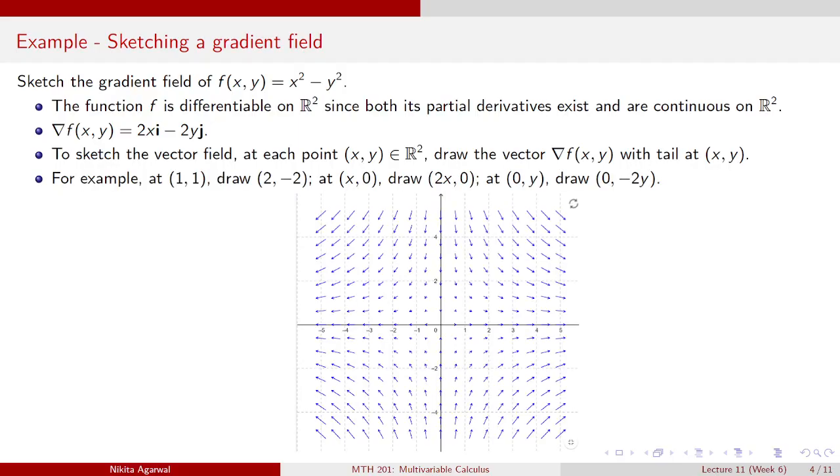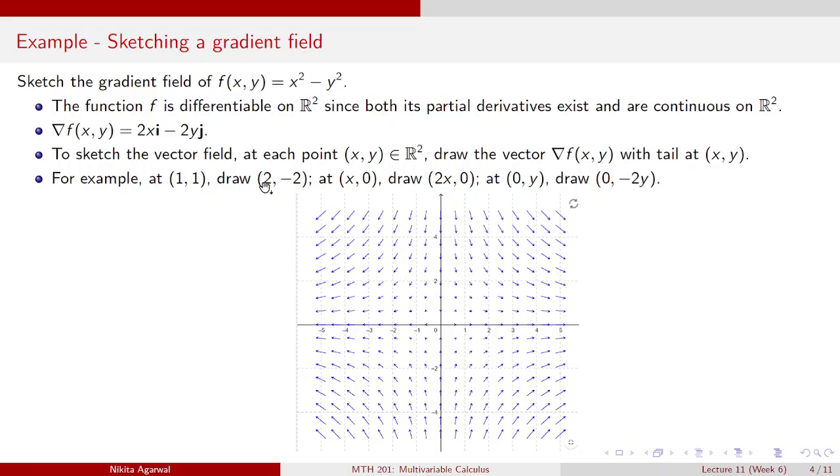So this is an example. Let us look at a few examples. If you take the point 1 comma 1, what is the gradient of f at 1 comma 1? It's 2 comma minus 2. So the point 1 comma 1 would be somewhere here, and at 1 comma 1 you plot the vector 2 comma minus 2. Where will it point? It will point towards the fourth quadrant, where x is positive and y is negative.